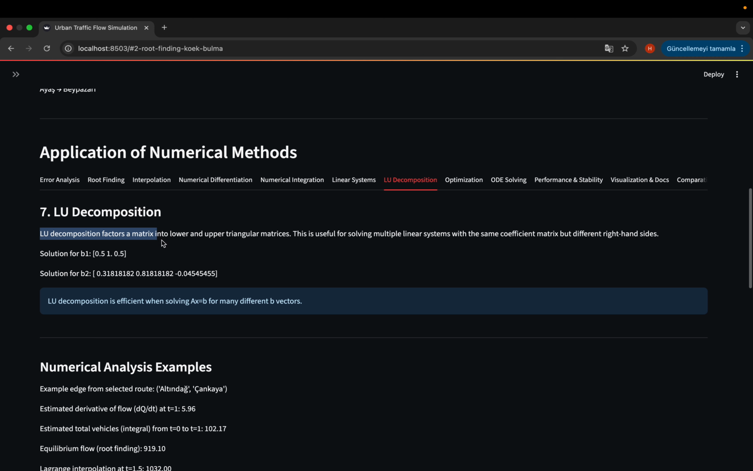LU decomposition factors a matrix into lower and upper triangular matrices. This is useful for solving multiple linear systems with the same coefficient matrix but different right-hand sides. The solution for B1 gives 0.5, 1, and 0.5 again. The solution for B2 gives 0.3, 0.8, and minus 0.4545. LU decomposition is efficient when solving AX equals B for many different B vectors.